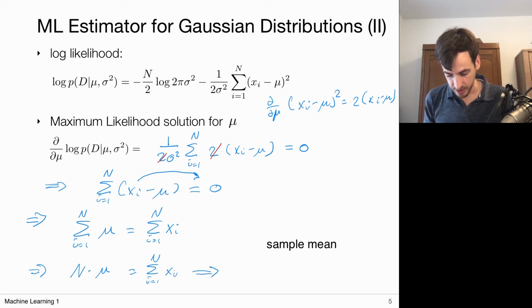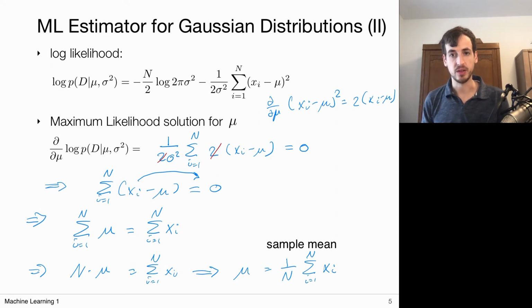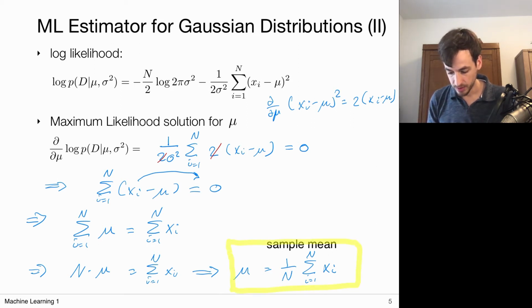So we see that mu is given by 1 over n times the sum over all data elements. And this is known as the sample mean. So we just showed that if we compute the maximum likelihood solution for the mean parameter, we actually obtain the sample mean. Okay, so we analytically derive the maximum likelihood solution for mu, and it is given by the sample mean.